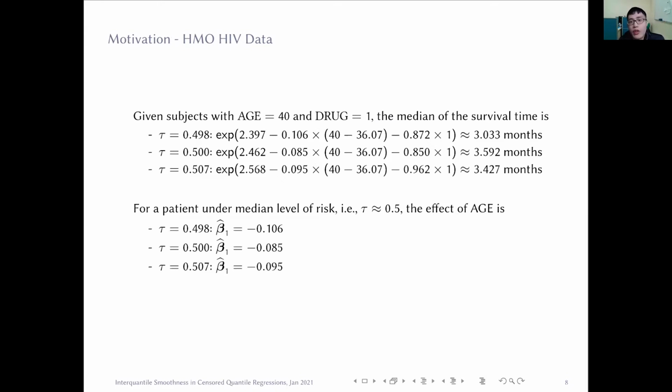If we are given a subject with age 40 and drug use equal to 1, then the median of the survival time given by these three models can differ by up to 0.5 months. And overall speaking, for patients at the median level of risk, the effects of age given by these three models can differ by more than 10%.